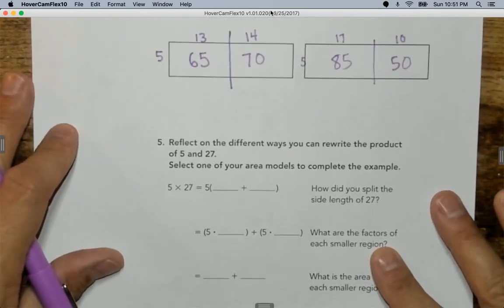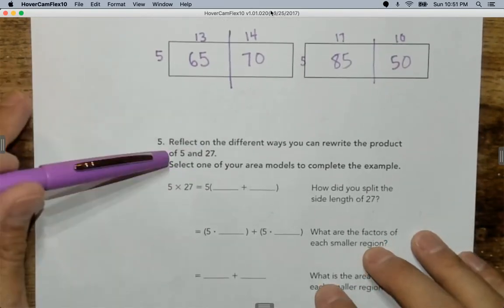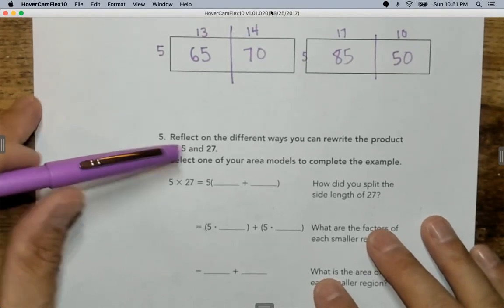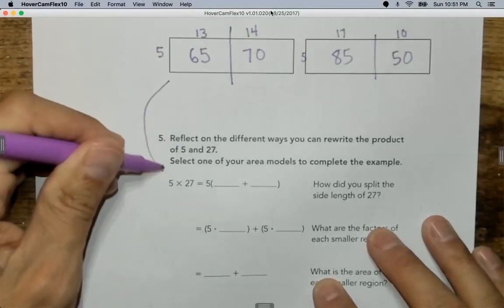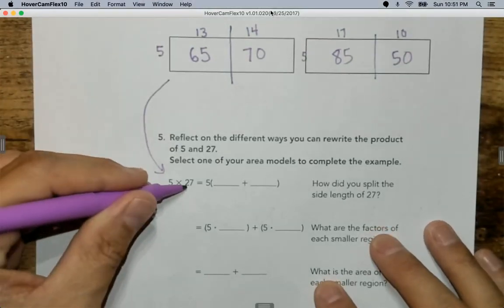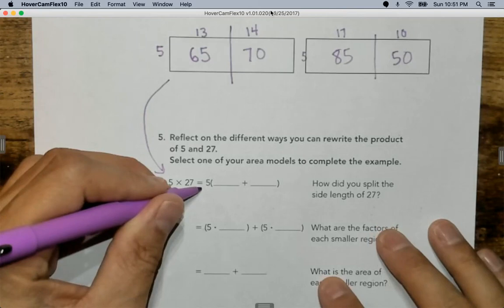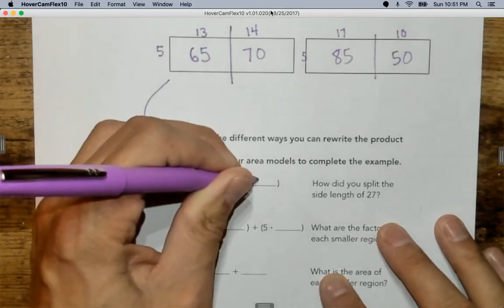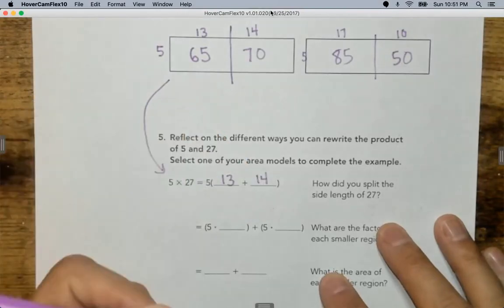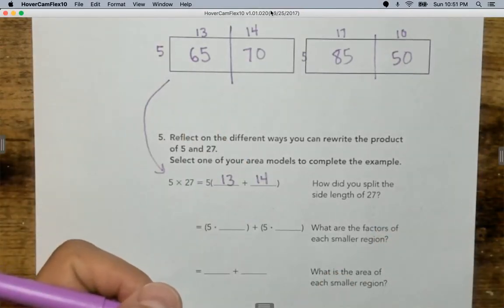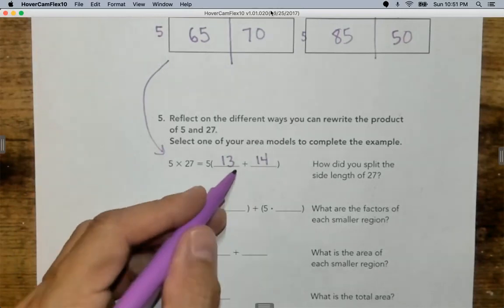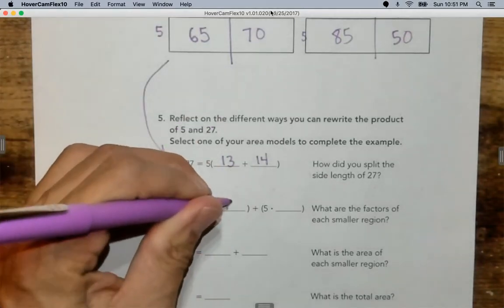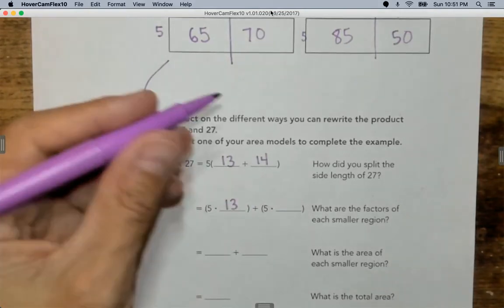Reflect on the different ways you can rewrite the product of 5 and 27. Select one of your area models to complete the example. So I'm going to choose this one to complete the example. 5 times 27 would be the same or equivalent to 5 times the quantity of 13 plus 14, because 13 plus 14 is 27. Then, instead of adding those together first, I could think about taking 5 times 13 and then adding to that whatever I got for 5 times 14.